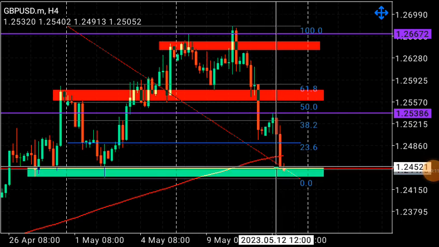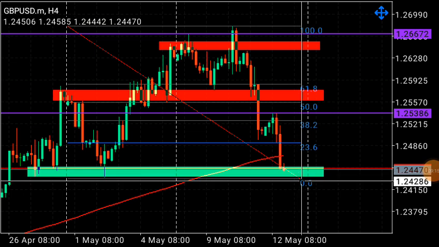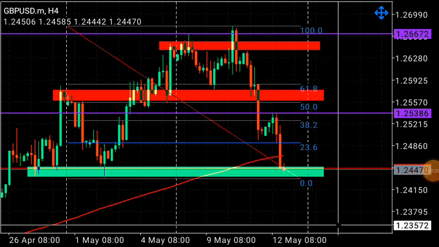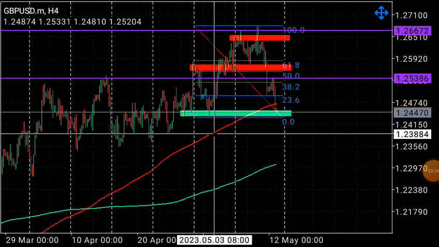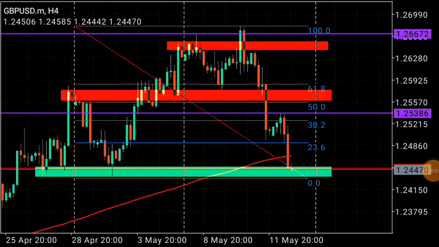There were buyers coming in previously, buyers taking price to the upside. So now you don't just come in here. You will wait for price to break out of the 0%. Then you can start to take your orders. You can take sells, pullback, stop loss just above there, and target the next possible zone. The next possible take profit could be at 1.23528. So guys, this is the strategy.